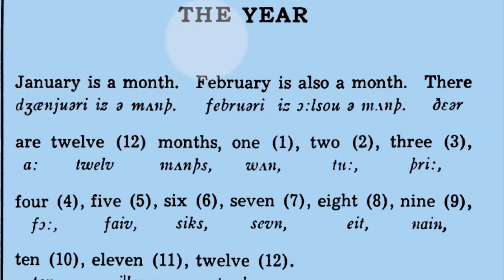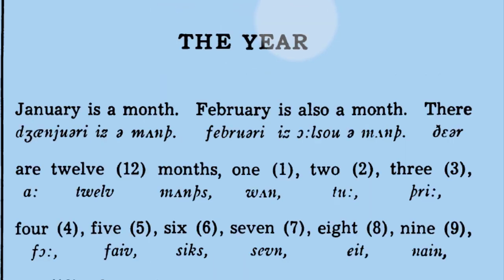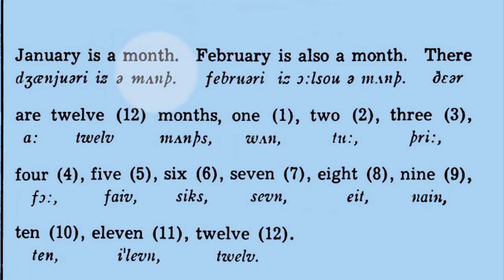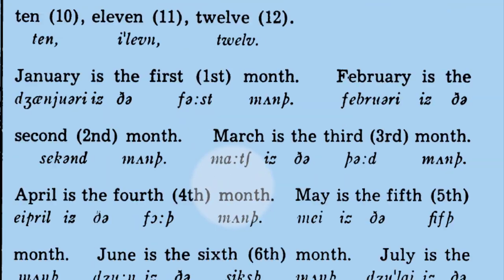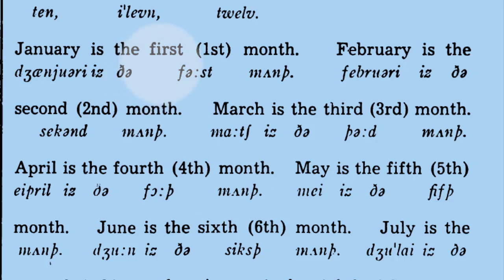فلنبدأ بالقراءة. The year. January is a month. February is also a month. There are 12 months. 1, 2, 3, 4, 5, 6, 7, 8, 9, 10, 11, 12. January is the first month.